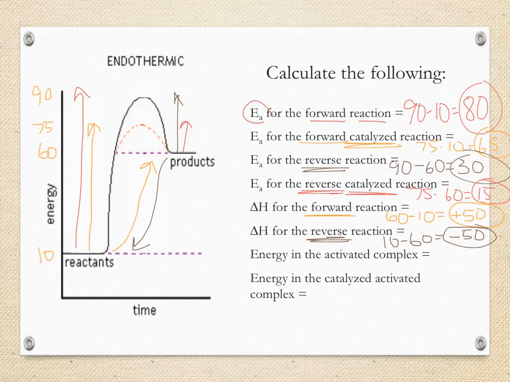Then we have the energy in the activated complex. The regular activated complex is just the highest point of the highest hill, so it's just 90. But for the catalyzed activated complex, that's the highest point of the catalyzed hill, so that'll be 75. So that's how you use calculations with a reaction rate diagram. That's factors that affect reaction rate and a bunch of vocabulary words along the way, including collision theory and activated complex and activation energy and delta H. So I hope you learned something, and I'll see you next time.